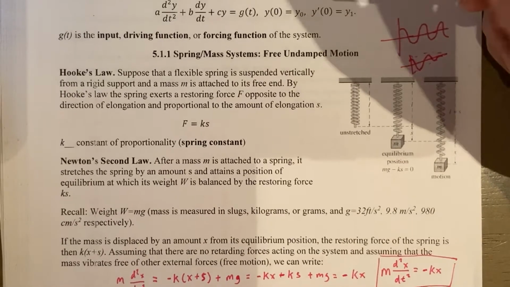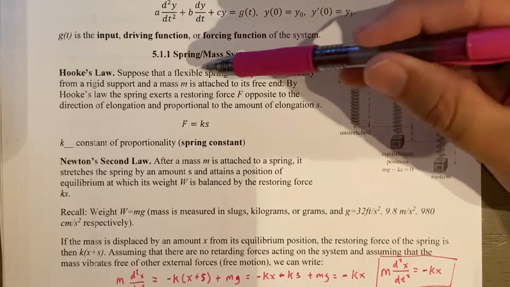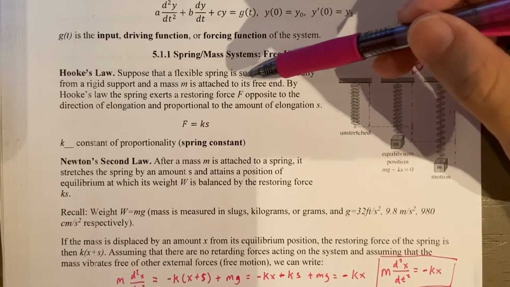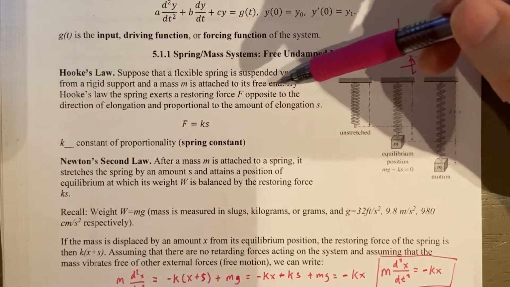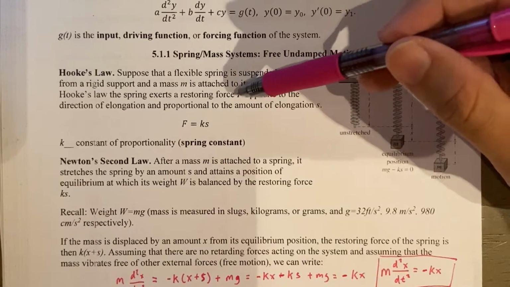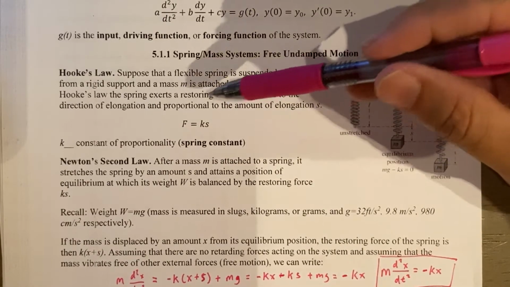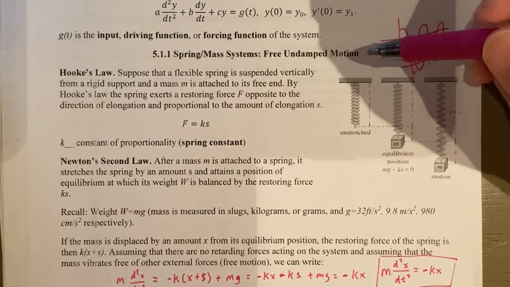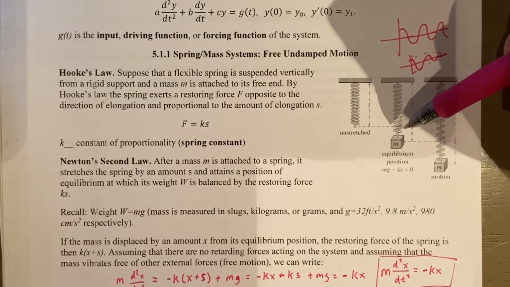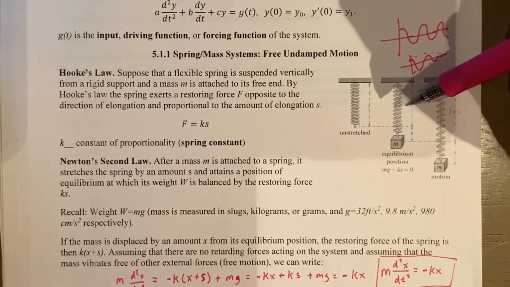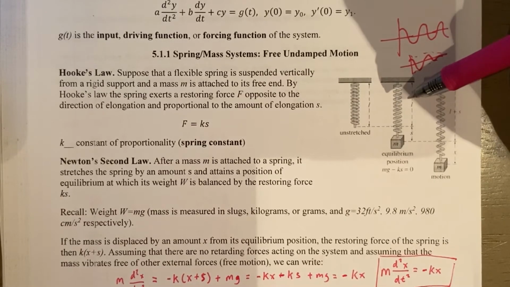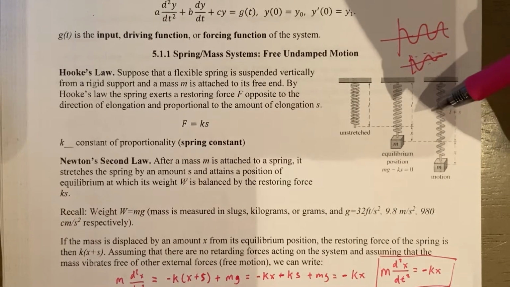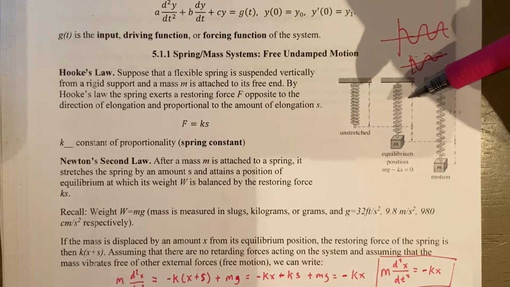And so we're going to start off using Hooke's law. Suppose that a flexible spring is suspended vertically from a rigid support and a mass m is attached to its free end. By Hooke's law, the spring exerts a restoring force opposite to the direction of elongation and proportional to the amount of elongation s. So our force, whatever we're using to bring down our spring, is going to be represented by k times s, some constant times s.